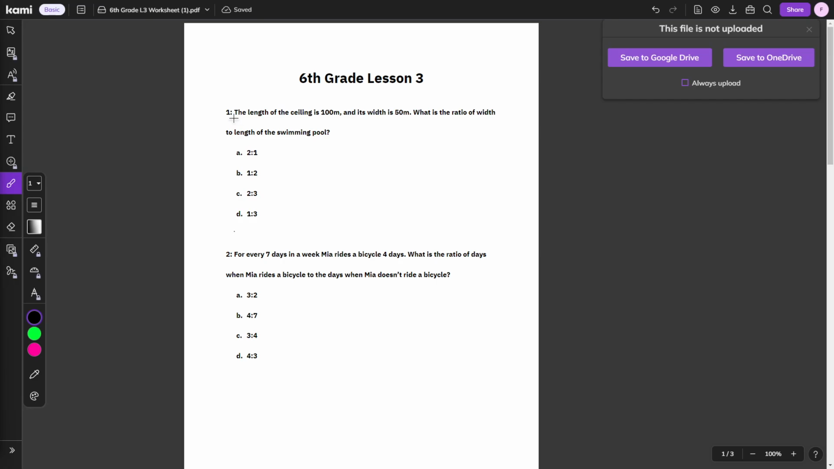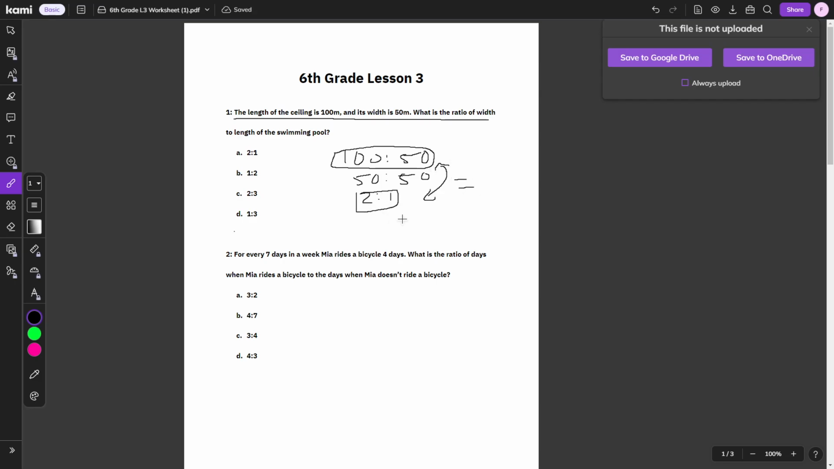Let's get started. The length of the ceiling is 100 meters and its width is 50 meters. What is the ratio of width to length of the swimming pool? As we saw previously, this is how ratios work. You can divide both numbers by the same number to get something called a base ratio. In this case, let's divide both by 50. We get 2 to 1. This ratio and this original ratio are actually equivalent.